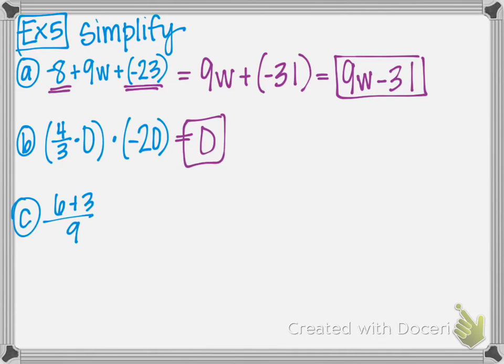C. 6 plus 3 divided by 9. Do the top first. 6 plus 3 is 9. Divided by 9 is 1. Okay? So you use your order of operations.